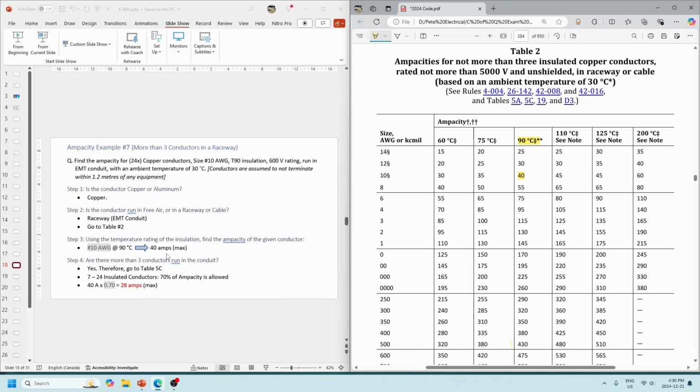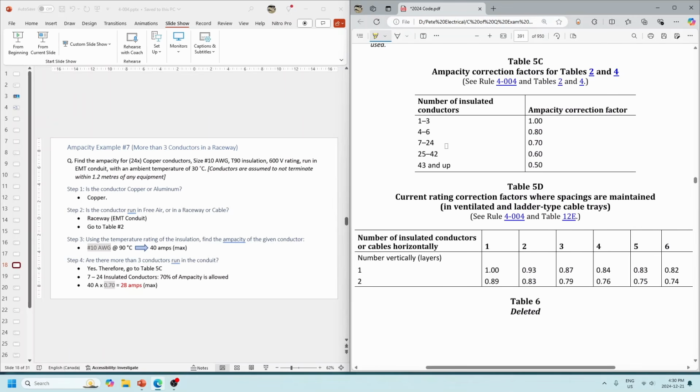We're running 24 conductors together. So we're going to go to table 5C. So keep in mind the 40, right? Let's go to 5C. And we had 24. So now we're in 7 to 24. Easy now. 7 to 24 conductors in the pipe. And so our derating is going to be 0.7. So we're going to take the 40 amps that we had before from table 2, multiply by 0.7, and that gives us 28 amps max that we can run on each of these number 10s.